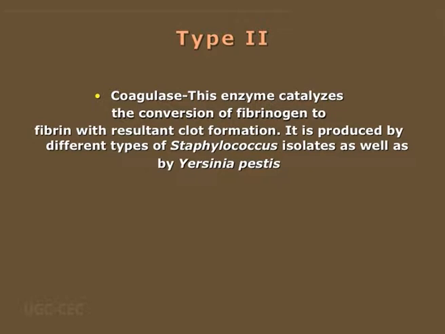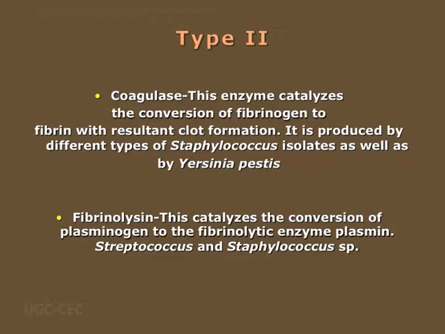Another type 2 or class 2 exotoxin is the coagulase. The coagulase is an enzyme which catalyzes the conversion of fibrinogen to fibrin, which results in clot formation. That means unwanted clots. It is produced by organisms like Staphylococcus or Yersinia, and because of this clot formation, there can be various external syndromes. For example, you can have rashes, you can even have life-threatening conditions, provided you allow these microorganisms to go on for a while.